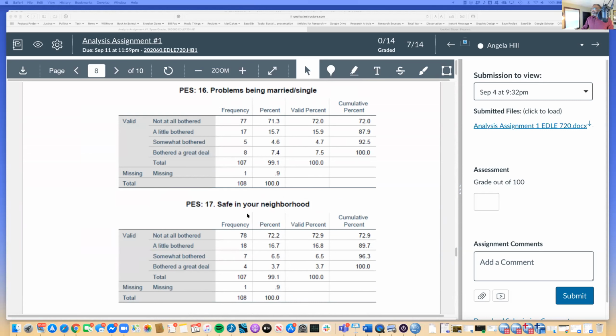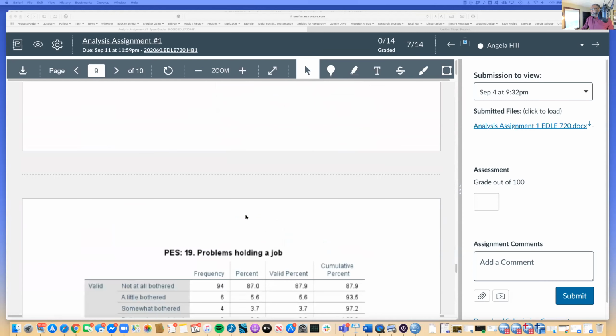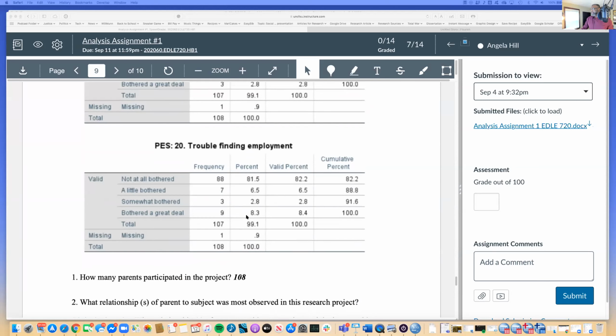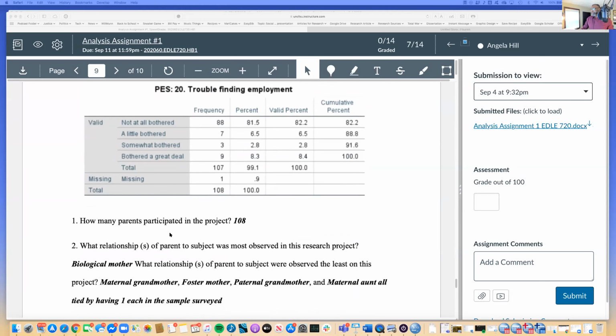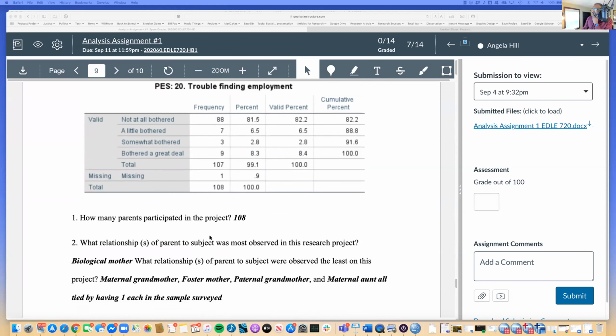That is, from a psychoanalytical perspective, fascinating. And I wonder how that squares with other things. But this was just a fascinating data set, and you did a really good job with these questions. How many parents participated in the project? 108. That's a great sample size. If you were to do some inferential statistics, that sample size would be sufficient to give you statistical significance.